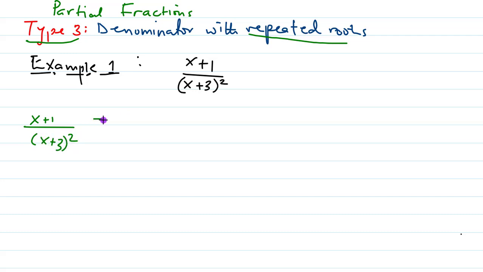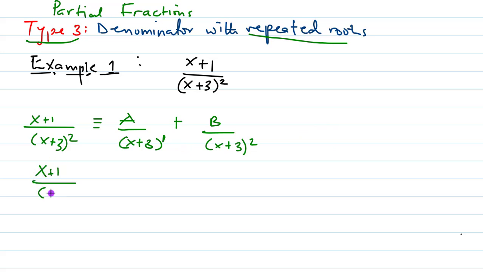We have (x+1)/(x+3)^2, and what happens here is that we will write this as A/(x+3) + B/(x+3)^2. So we keep on increasing the power. This is to power 1, this is to power 2, because that's the final power here. So we stop here. If we had more than 2, then we would simply go on increasing the power until we reach the highest.